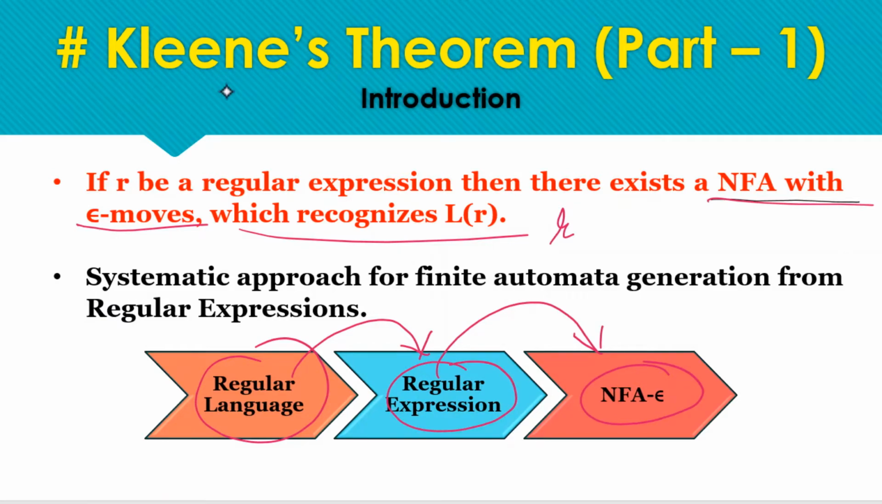Also, Kleene's theorem part 1 provides a systematic, or generalized, approach to convert a given regular expression to a finite automata. So we can follow these rules to convert each and every regular expression to the corresponding finite automata. This is a generalized form that provides rules for the conversion. So let's start with Kleene's theorem part 1.